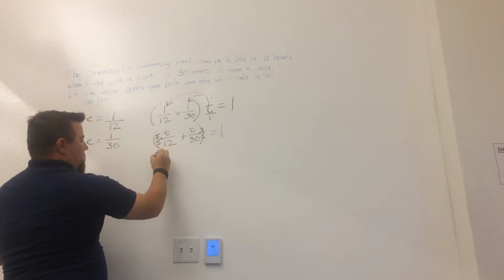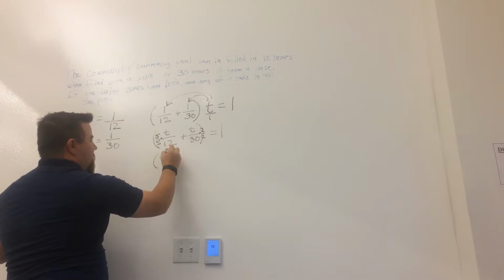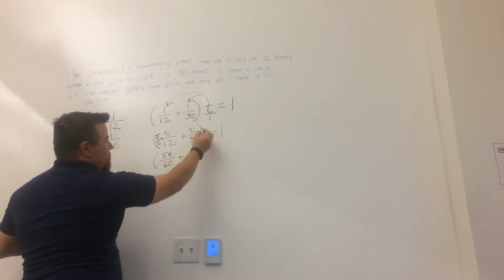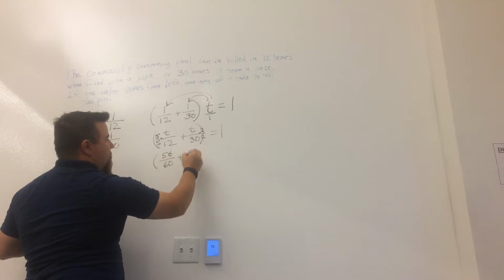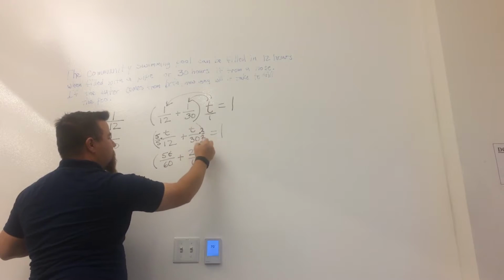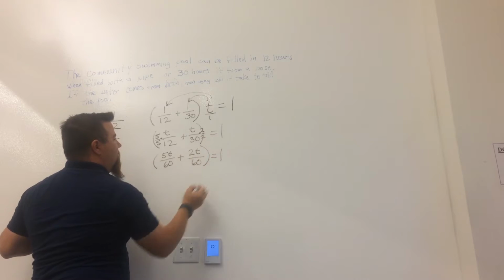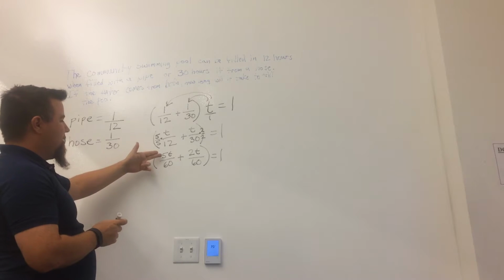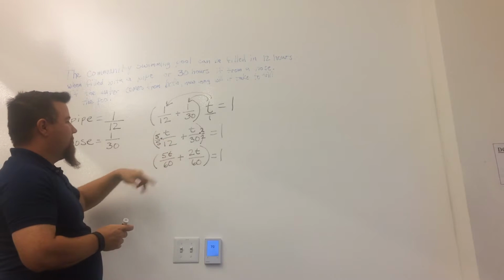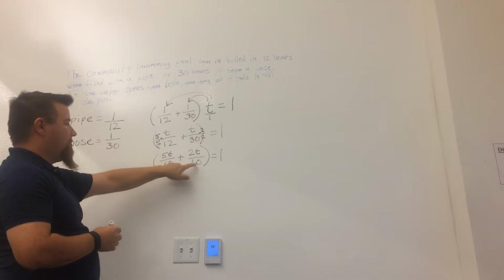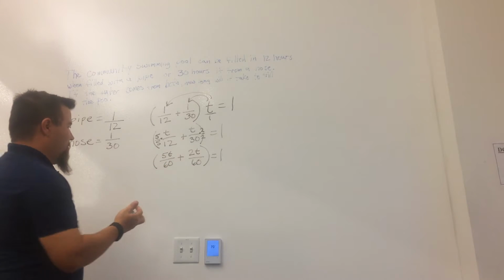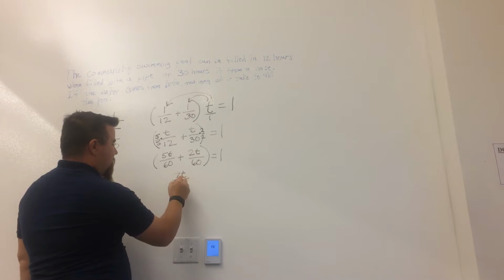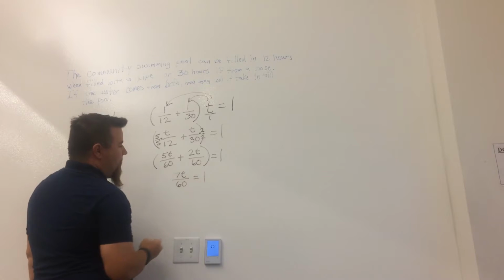So then I'm going to get 5t over 60 plus 2t. And now I can add the 5 and the 2 because the denominators are the same. So then I'm going to get 7t over 60 equals 1.